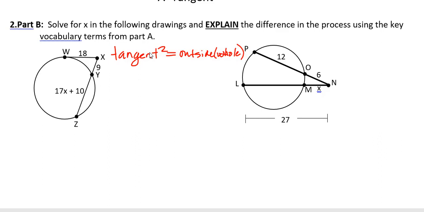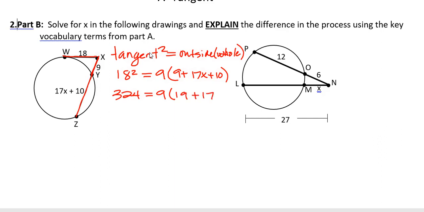Okay, so our tangent is this one right here, so that's 18 squared. We're going to set that equal to our outside, which is 9, times our whole, which is 9 plus 17x plus 10. So this is going to be 9 plus 17x plus 10. So when we do this problem, when we square the 18, we're going to get 324. We multiply, and let's go ahead and simplify this over here. So this is going to end up being 19 plus 17x. Going to simplify what's in there first, and then drop this down another level here.